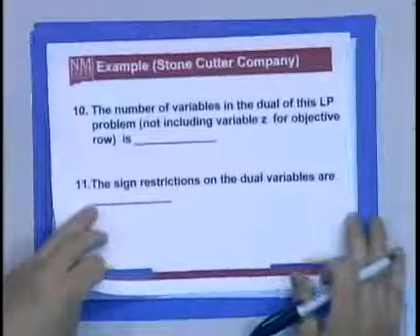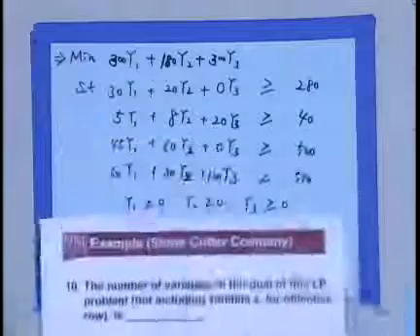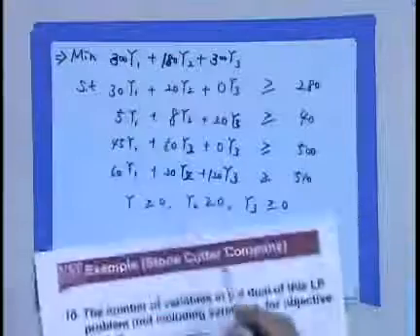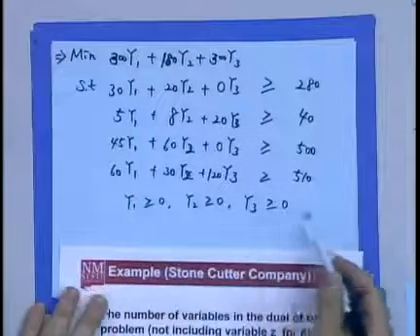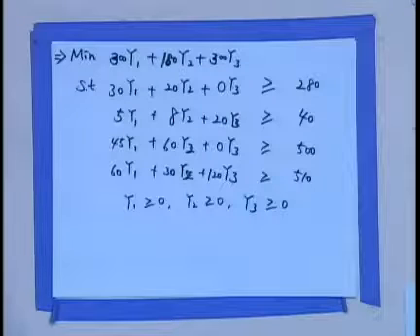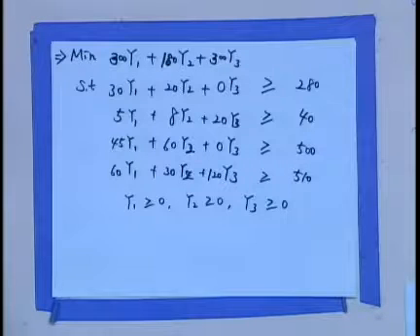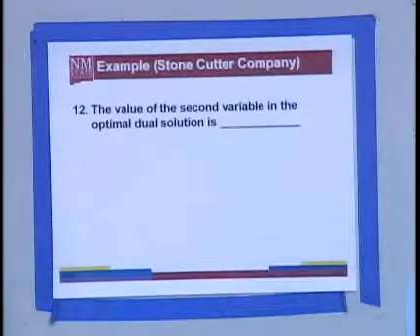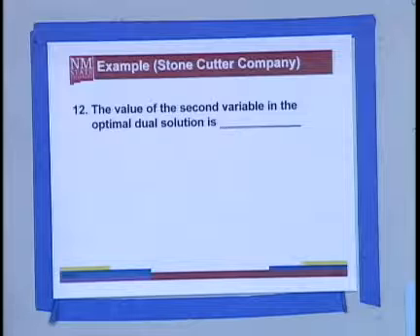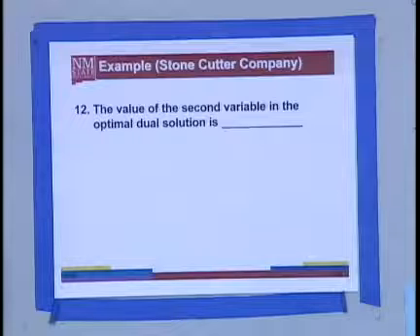So for question number 10, the number of variables in the dual of this LP problem is just 3, right? And the sign restrictions on the dual variables are all non-negative, right? And what about number 12? The value of the second variable in the optimal dual solution is what?